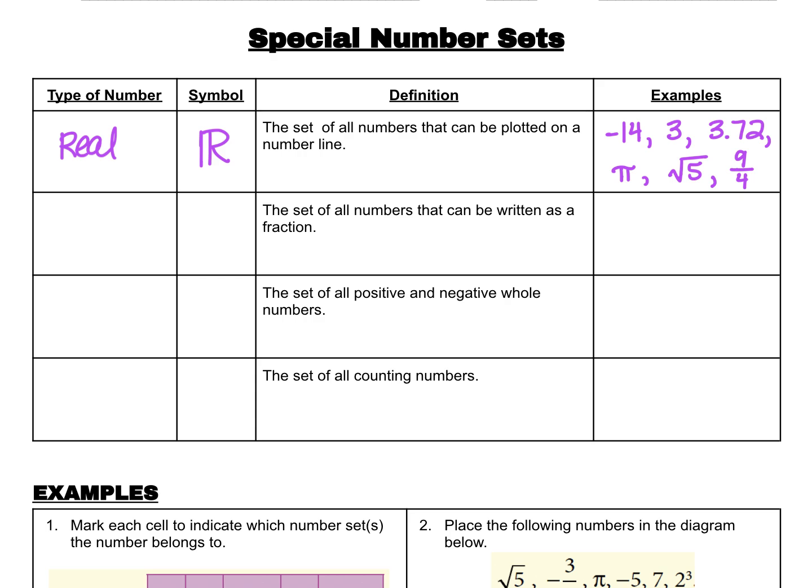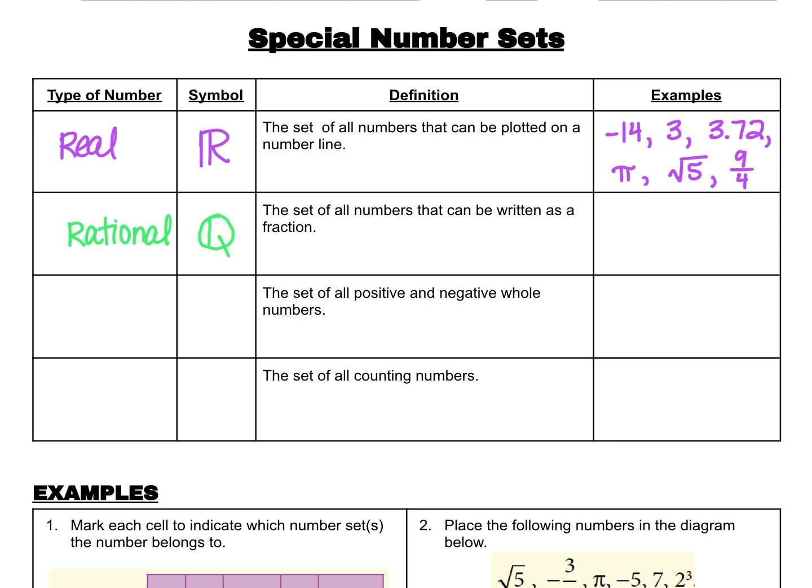The next type of number that we have is talking about the set of all numbers that can be written as a fraction. So we call these numbers rational numbers because think about the word ratio. You can write a fraction. You denote that by a Q with a vertical line going through it. And any number that can be written as a fraction.